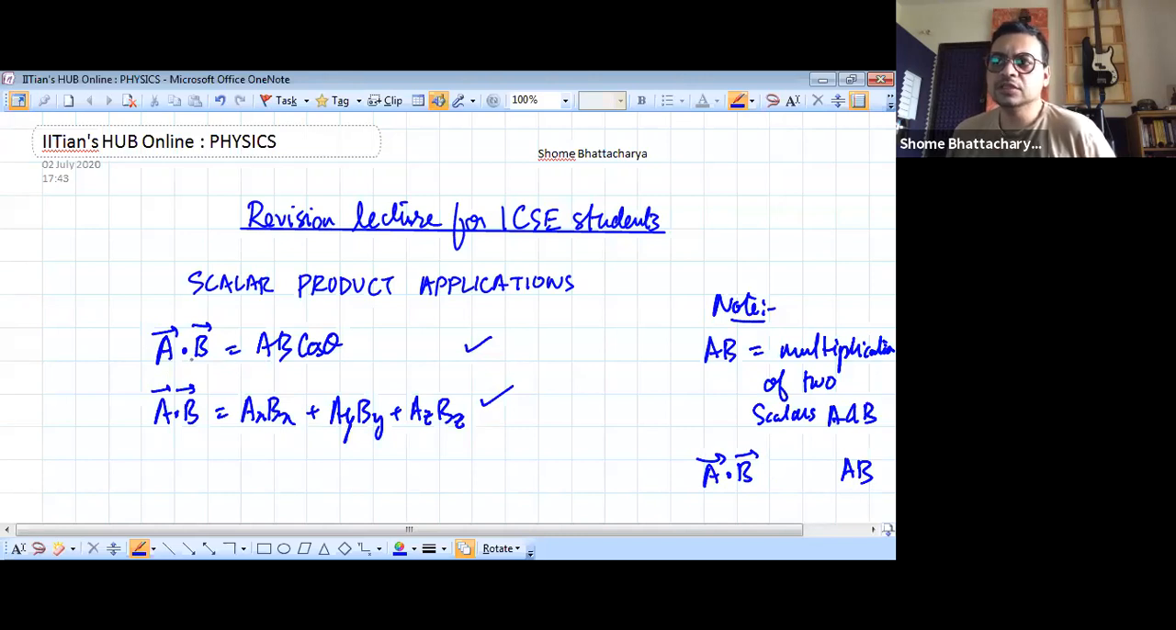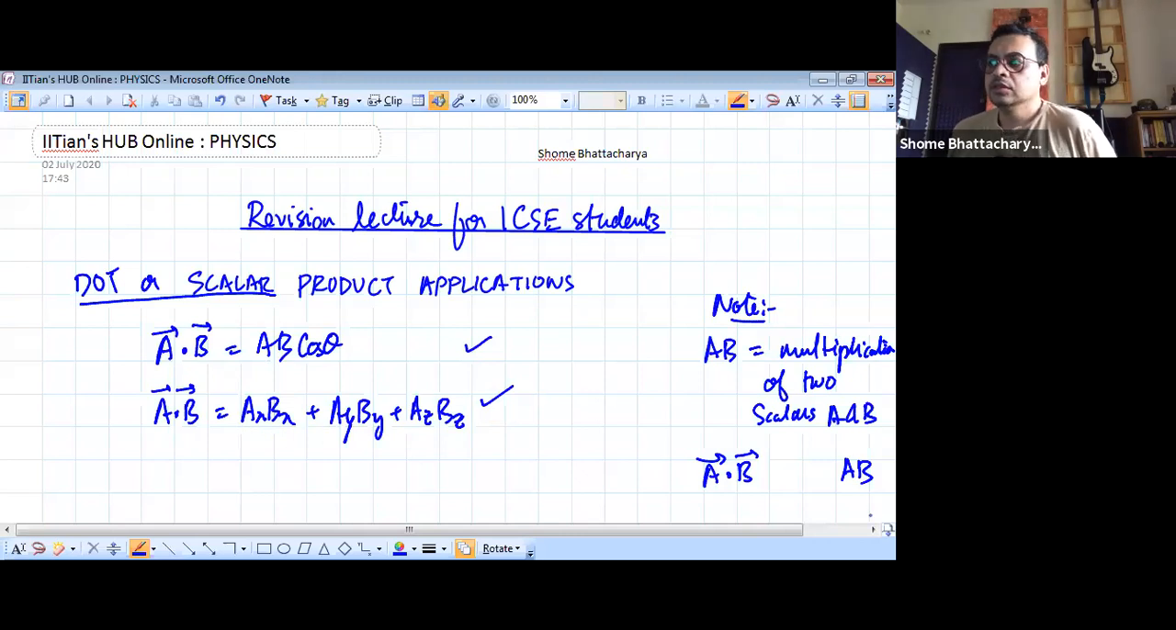This particular symbol dot is used for scalar product of two vectors, or dot product. The definition is AB cos theta, that is magnitude of vector A into magnitude of vector B into cos theta. Or in terms of the components, it is AxBx plus AyBy plus AzBz. Is this point clear, Ritika?